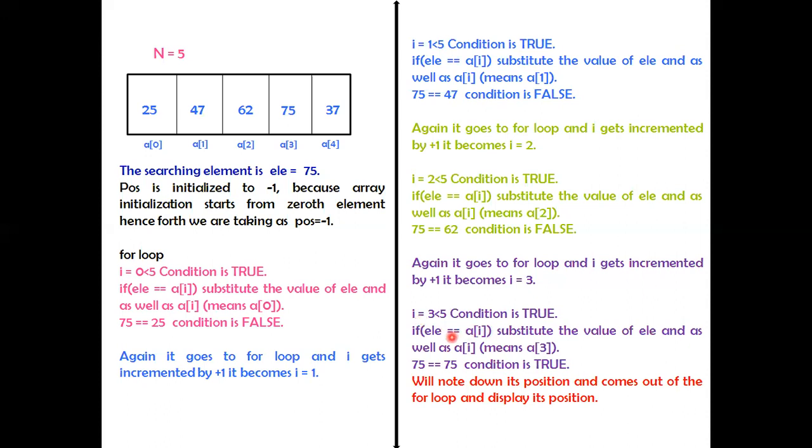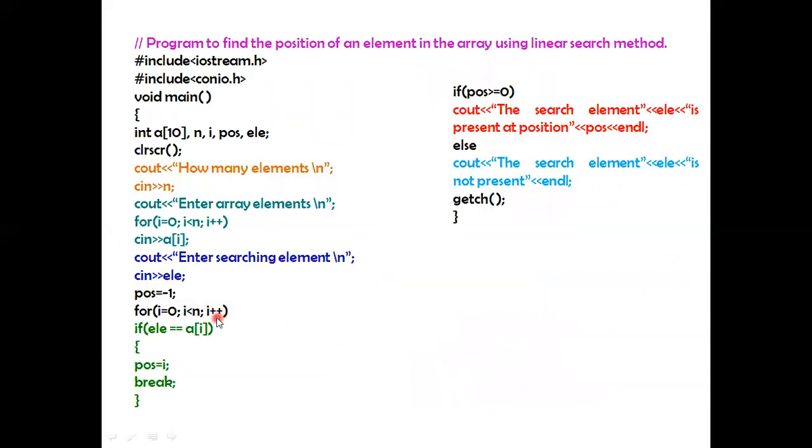Substitute the value of element as well as A of I. A of I means A of 3. What is the value stored in A of 3? 75. 75 is equal to 75. 75 is the searching element and A of I means A of 3.